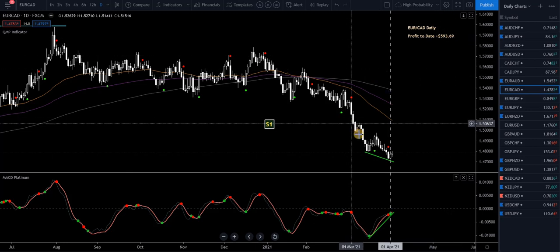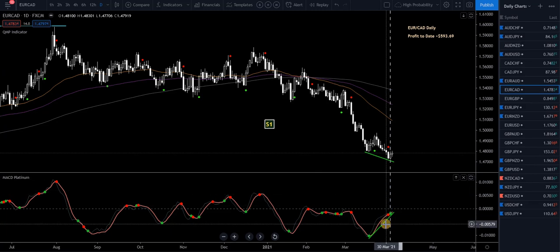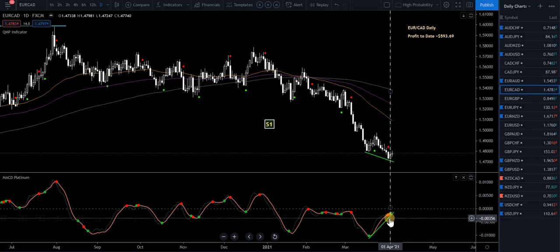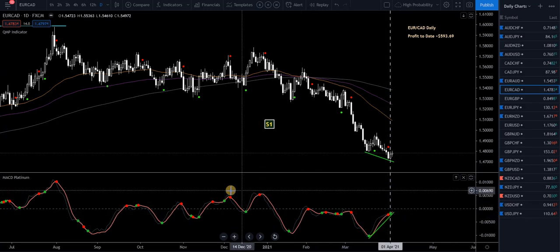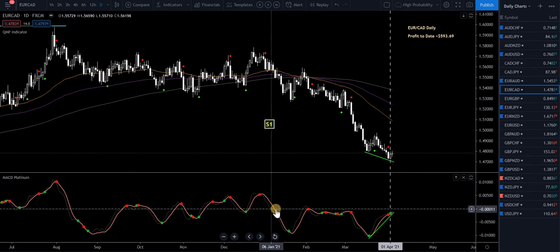You can see my good profit there. Again, starting to draw these trend lines in. A grey line here is a warning line. It means there's a green dot on the MACD Platinum below the 0 level. Remember, with the MACD Platinum, looking to sell when it's above the 0 level, which is this grey dotted line. I'm looking to buy when it's below.